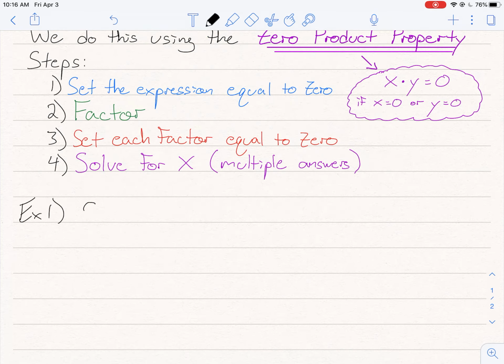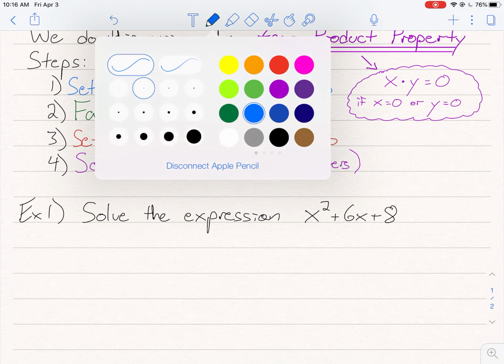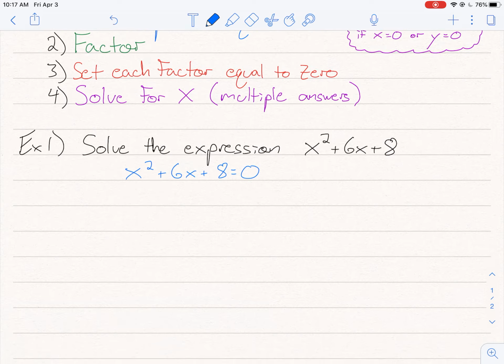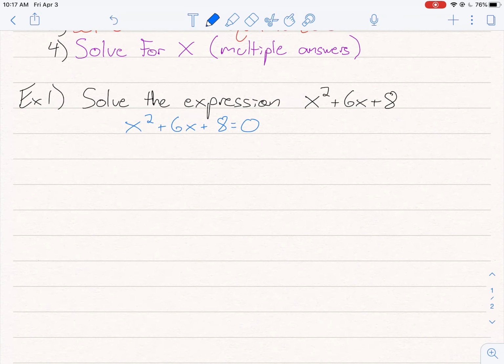Let's say example 1 here. We are going to solve the expression x squared plus 6x plus 8. So the first step that we're going to do is take this expression and set it equal to 0. So I get x squared plus 6x plus 8 equal to 0. So that's my very first step here.